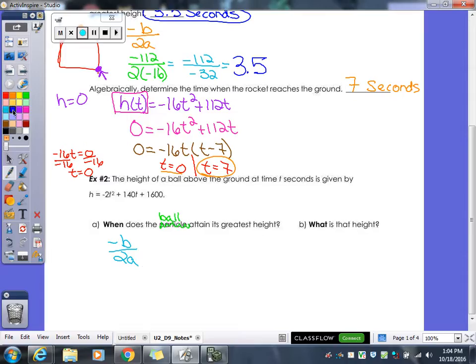What is our b value this time? 140. And it's negative now because of our formula. And then what are we going to plug in for a? Negative 2. So that gives me a negative 140 over negative 4, which would be what? 35. So it's after 35 seconds it reaches its greatest height.